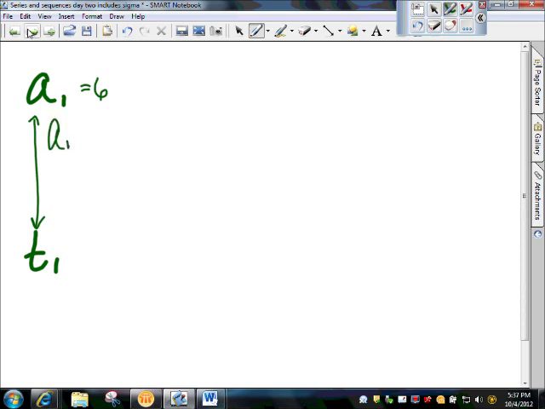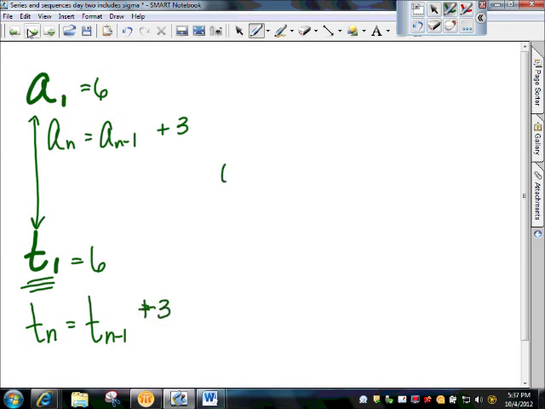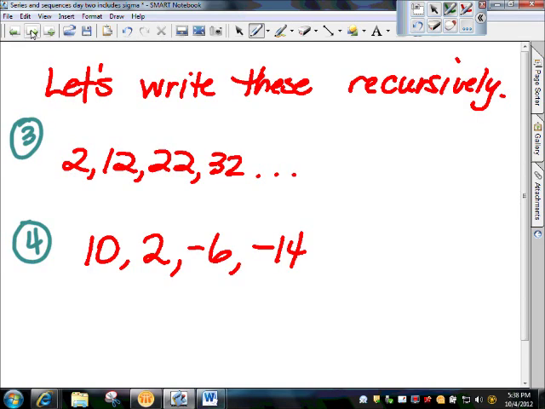They don't always use a. Often mathematicians use a t for term. But to me, a means a term. So if you have a sub 1 equals 6, the t sub 1 is going to be 6. It transfers perfectly. And t sub n, the only thing that's changed is the t and the a. That's it. In both series, you notice that they're adding 3. So the first term is 6, and then you keep adding 3 each time.